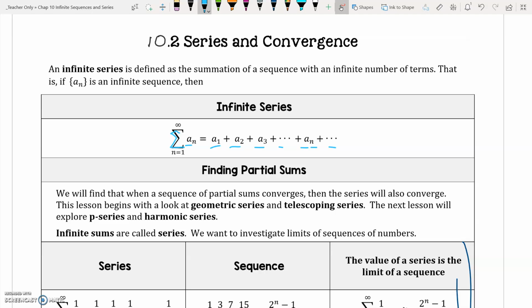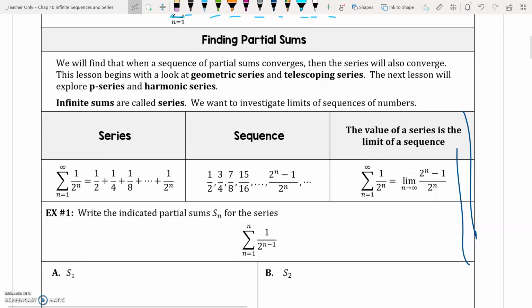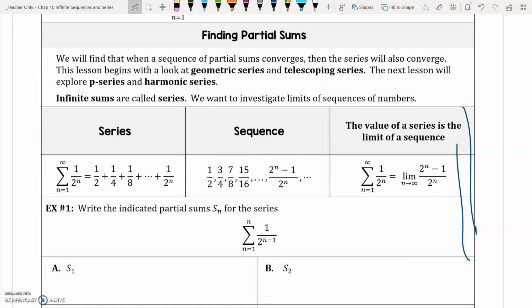So one thing we want to do, though, because we don't want to add forever, is find partial sums. When we find that a sequence of partial sums converges, then the series will also converge. That's one of the reasons why we look at partial sums. In this lesson, we're going to start with some basic series, which hopefully have some familiarity to you, such as a geometric series. We're also going to look at a telescoping series. And then we're going to pick up in the next section on a couple other very common series, which are the p-series and the harmonic series.